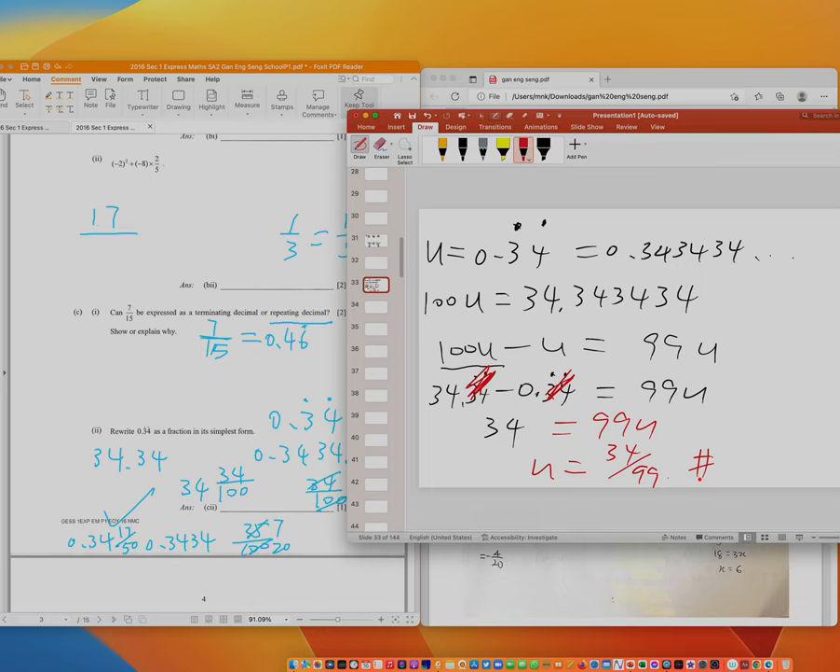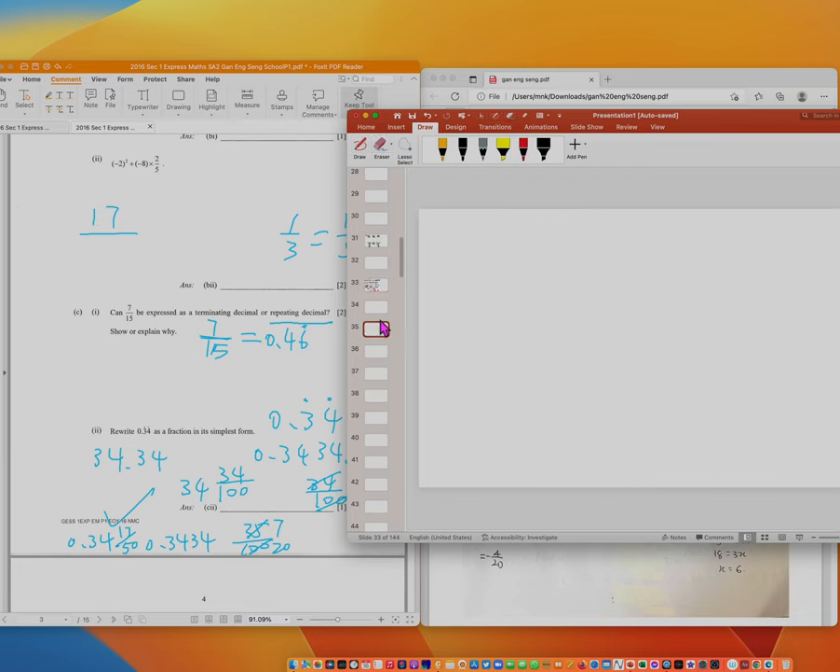But why 34.3434 repeating minus 0.3434 repeating? Because you want to get rid of the repeating part behind. So if I give you 0.7 repeating, how do you do it? You let u be 0.7 repeating.